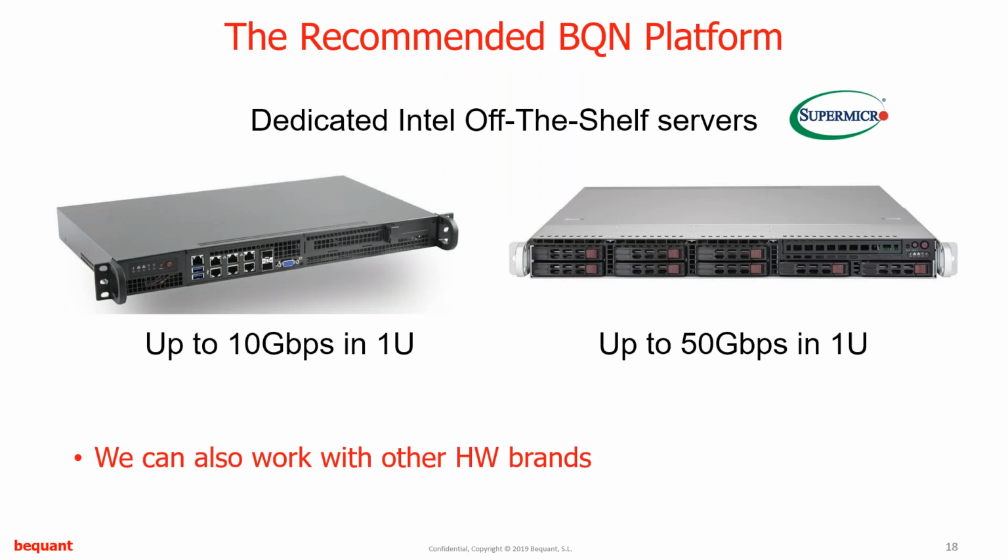Okay, so our application is software that runs on hardware. The hardware that we usually use is these off-the-shelf servers from Supermicro. This unit, for instance, costs less than $1,500 US dollars, and it handles up to 10 gigabits per second in 1U. There are other models that we can use, up to 50 gigabits per second in 1U. In this case, it can cost up to $4,000 US dollars.